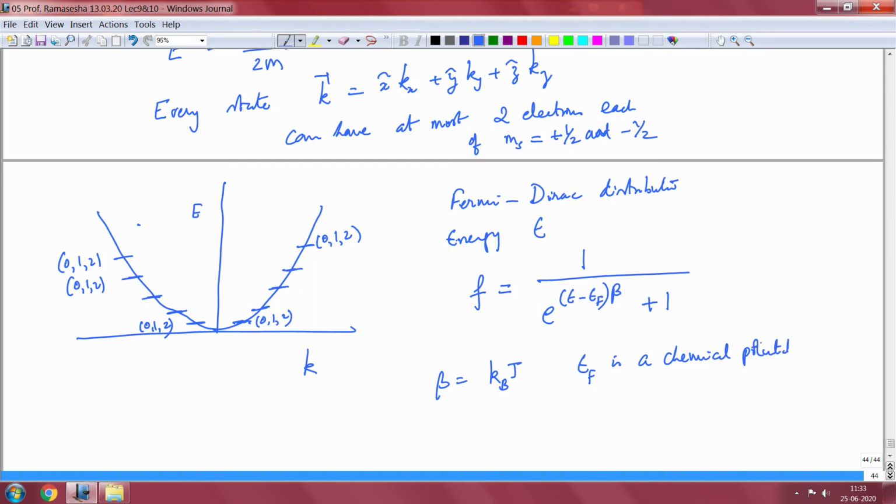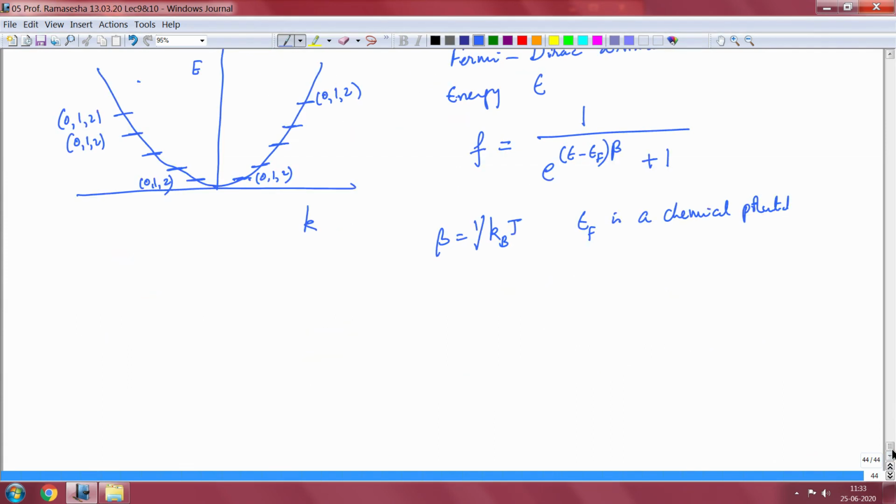So what one sees is the following: when the temperature T goes to 0, then f is equal to 1 for all energies E less than epsilon f, and equal to 0 for all energies E greater than epsilon f.